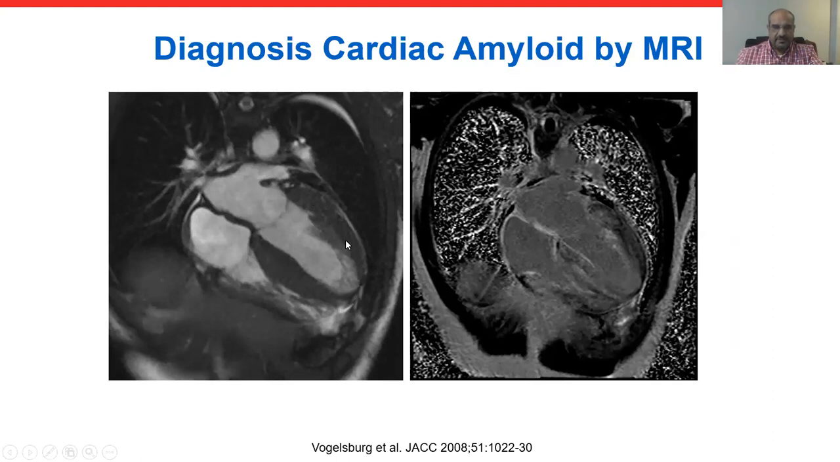So cardiac amyloidosis mainly, as you can see, affected the base symmetrically with small cavities and enlarged left atrium. So this is the enhancement. As you can see, it's more in the mid myocardium, in the subendocardium to mid myocardium, not in the epicardium.